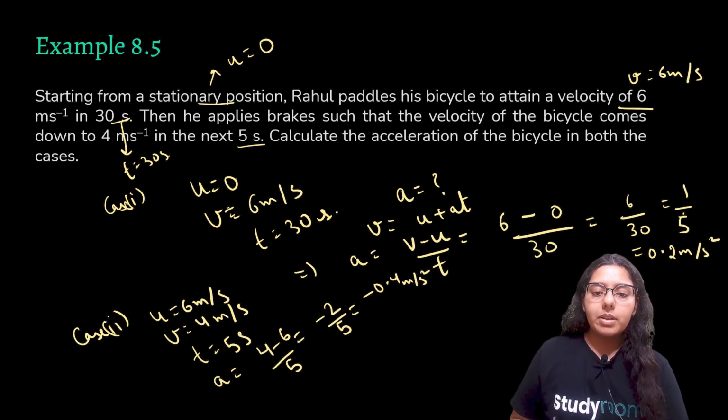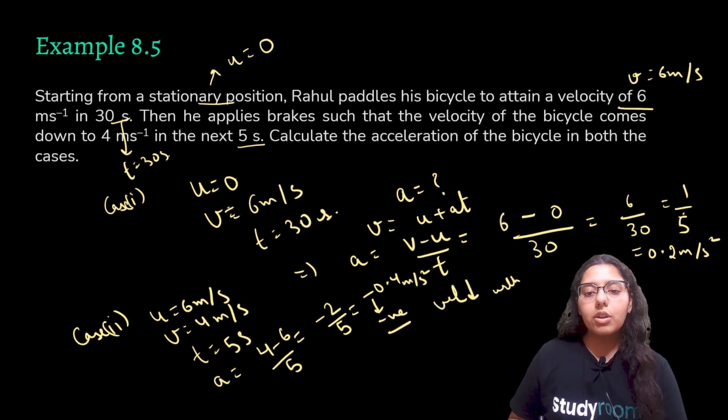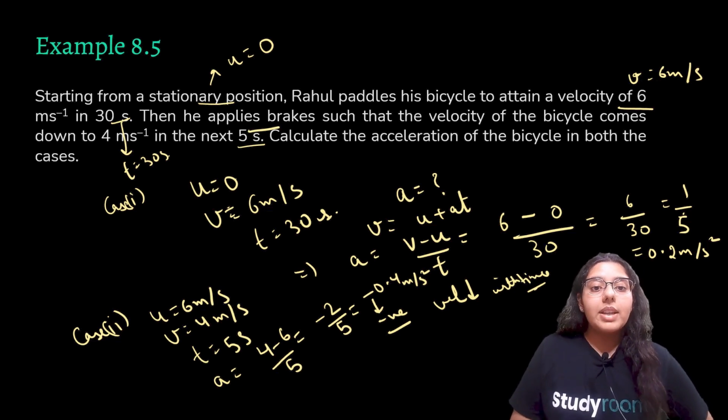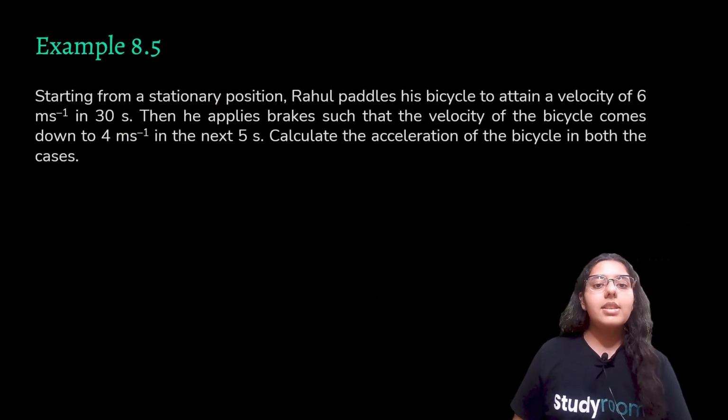Also, you can see since the acceleration is negative, what does that mean? That your velocity is decreasing with time, right? And it should decrease because we are applying brake. That means that we want to minimize the speed, right? Minimize the velocity. So, this is how we can do this.